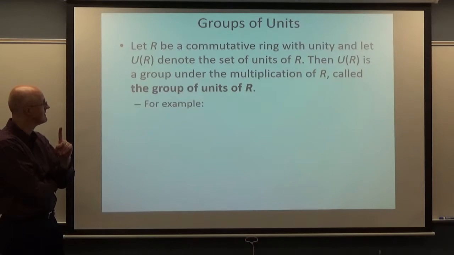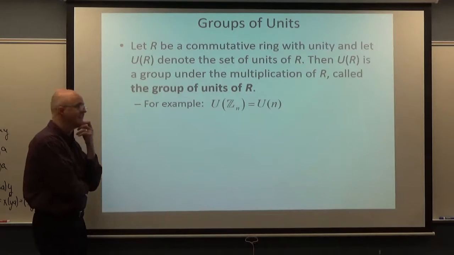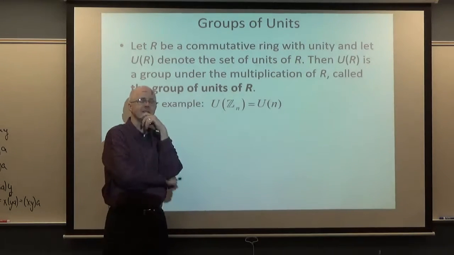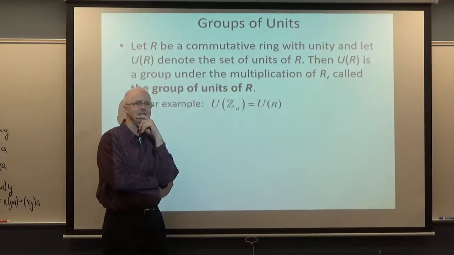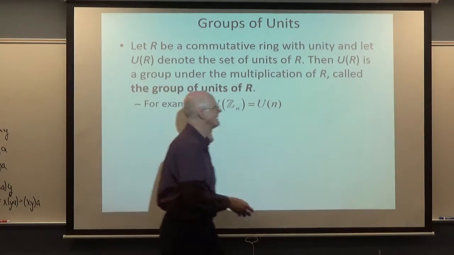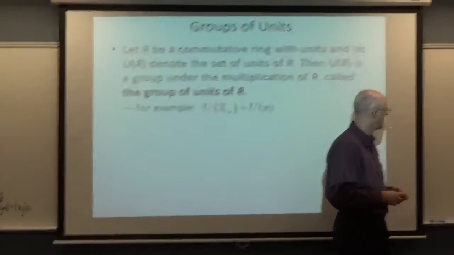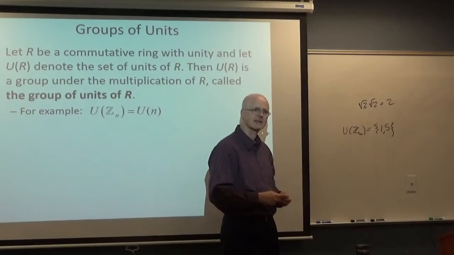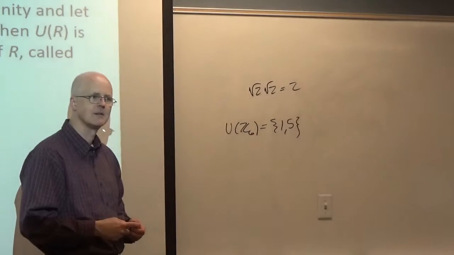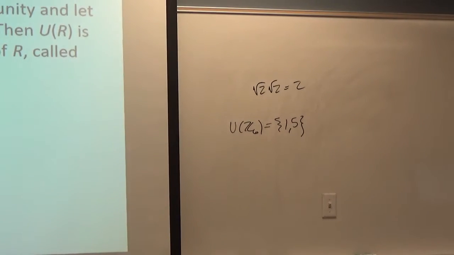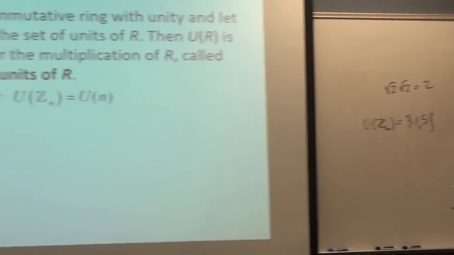And that forms a group under the one binary operation that's the ring multiplication. You've seen this before, actually. Our old friend, U of n. The group of units of Zn is U of n. U of Z6 consists of 1 and 5 as a group under multiplication mod 6. For example, U of Z7 would include 1 through 6 under multiplication mod 7.